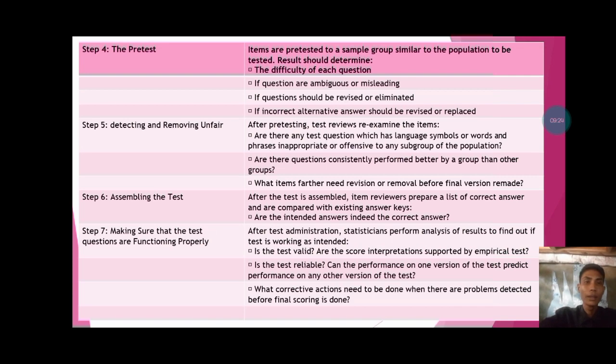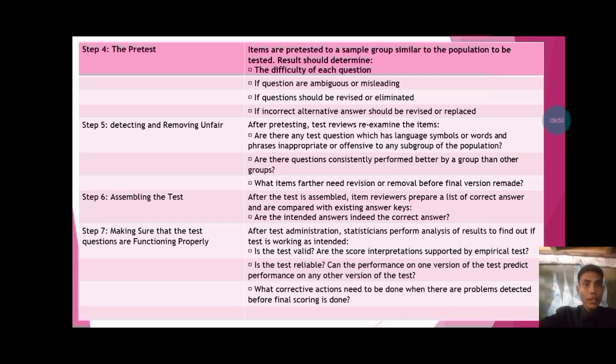Step 4, the pretest. Items are pretested on sample groups similar to the population to be tested. Results should determine the difficulty of each question, if questions are ambiguous or misleading, if questions should be revised or eliminated, and if questions are incorrect, alternative answers should be revised or replaced.